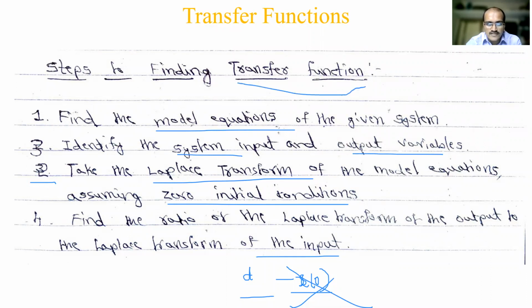Clear? The same thing we have done in the first example, right? A mechanical system I took, I wrote the equations of that mass, spring and damper, along with the force. Then I applied the Laplace transform to that. So x(t) becomes X(s), f(t) becomes F(s). Then I identified the system input and output. Since it is a simple system, you easily identified, right? F(s) is the input, X(s) is the output. Then you just take the ratio. So this is a very simple step to find the transfer function model.